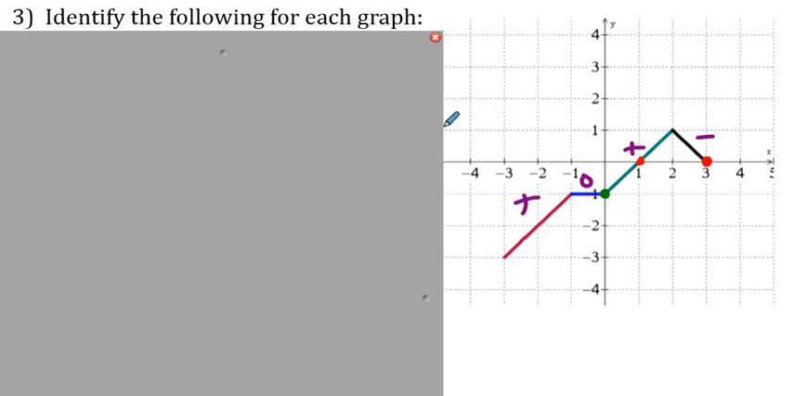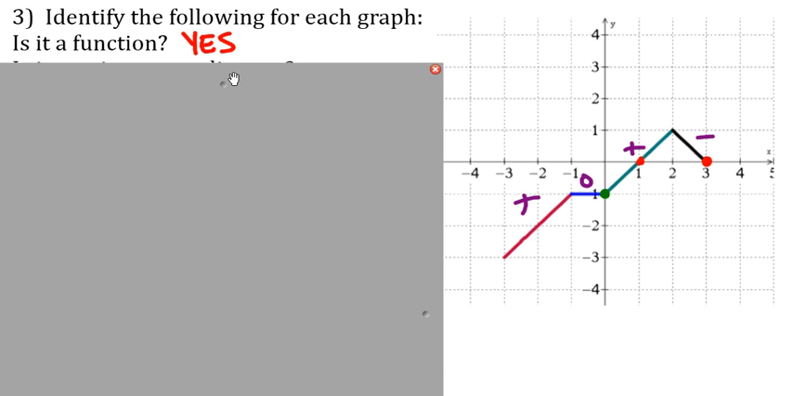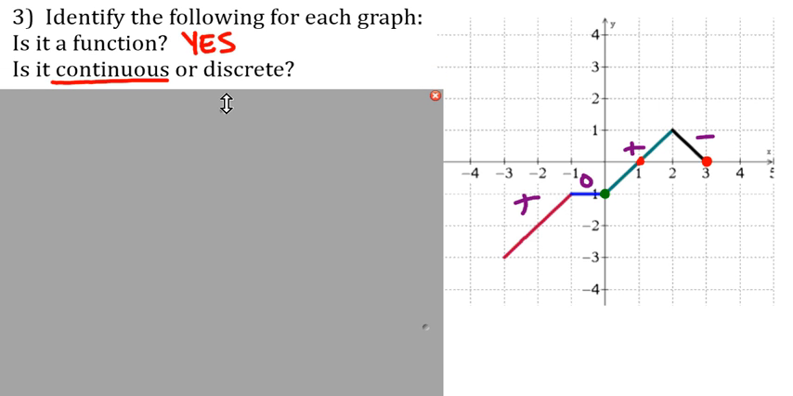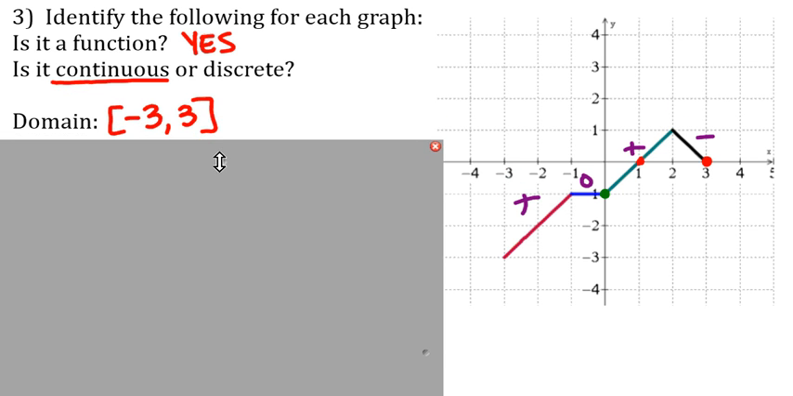So to answer our questions, this is a function because every input has one output. It is continuous because we're using all the in-between values from the beginning to end of our function. Our domain, right, our function begins with the input of -3, ends at 3. So I'm going to do interval notation, bracket -3, comma 3 bracket. If you did inequality, x is greater than or equal to -3, but less than or equal to 3.